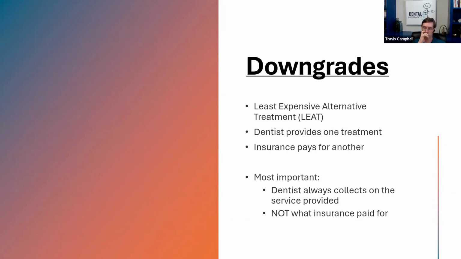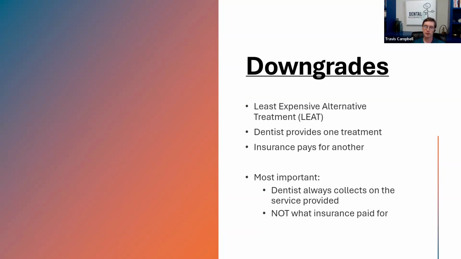So the dentist provides one treatment, like a composite filling, and insurance is paying for another, like an amalgam filling. The dentist still gets paid on the service that's provided. That's the most important thing, and it creates so many issues that people don't know that. You signed a fee schedule for a fee of what you did, not what insurance is listing on their EOB as what they're paying for. And a lot of times the EOBs are misleading.